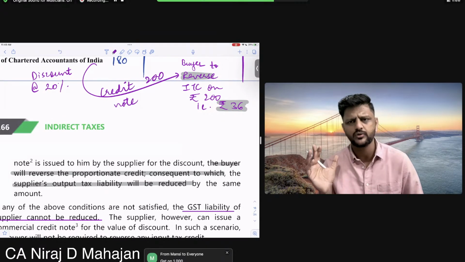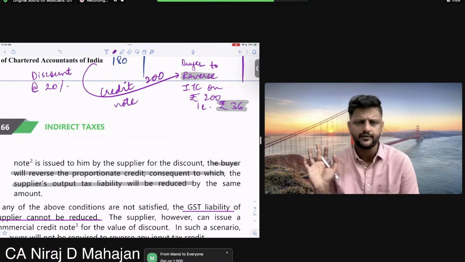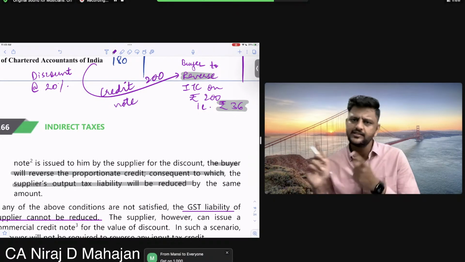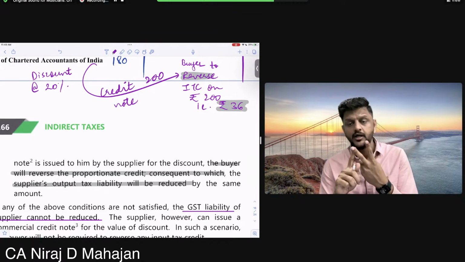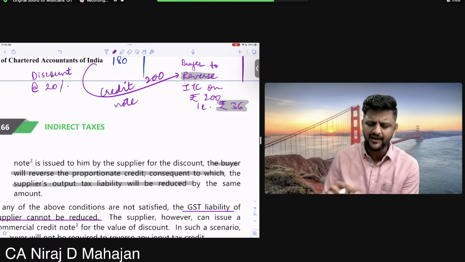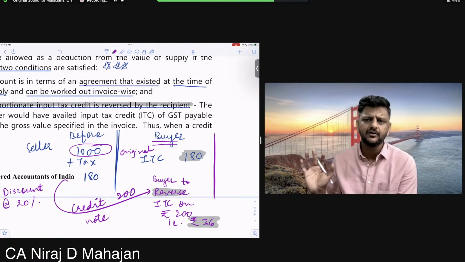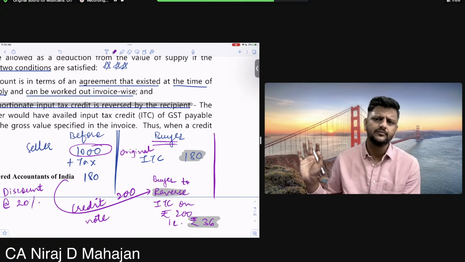GST will be on 1000, correct. After that, no impact. Seller's liability 180 and buyer's ITC also 180. No change in that. Clear till here? But a commercial credit note means what? The buyer has a right against the seller of 200 rupees. Understood?